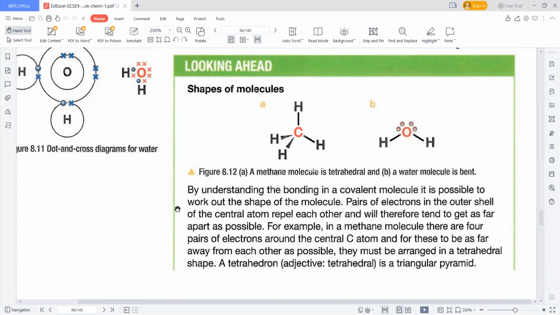Now, next point would be that by understanding the bonding in a covalent molecule, it is possible to work out the shape of the molecule. Pairs of electrons in the outermost shell of the central atom will be repelling each other, and now they are going to change their shape to the tetrahedral one. So in a methane molecule there are four electron pairs around the central carbon atom, and then carbon is going to make the sharing possible. So when carbon is creating four bonds with hydrogen atoms, they are attaining a tetrahedral structure.